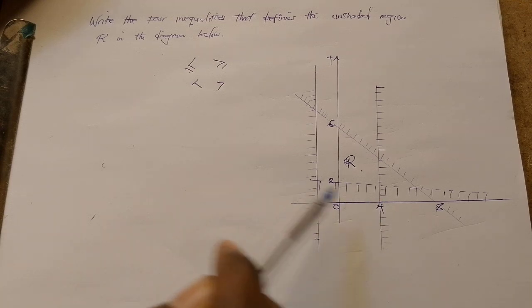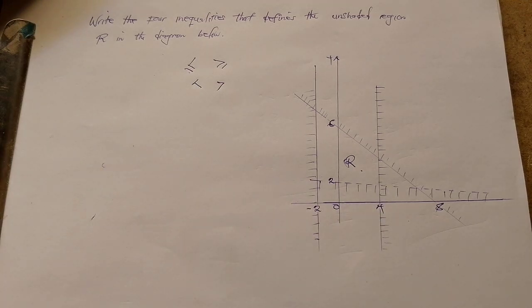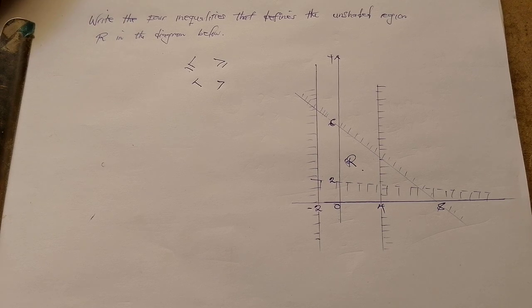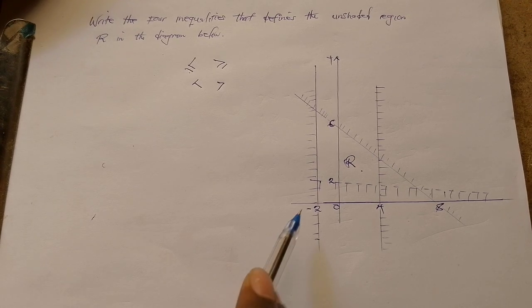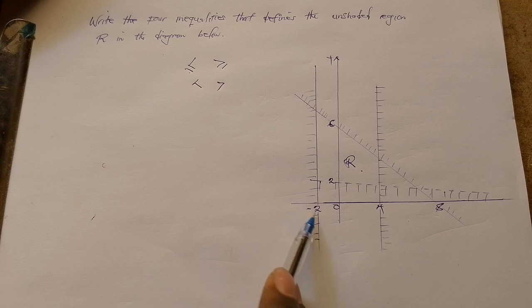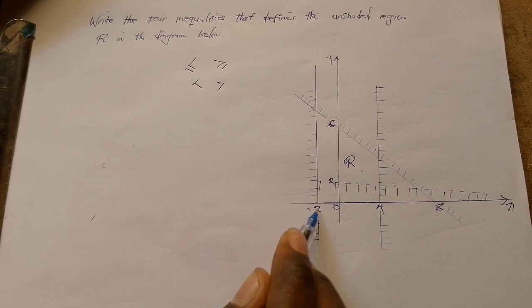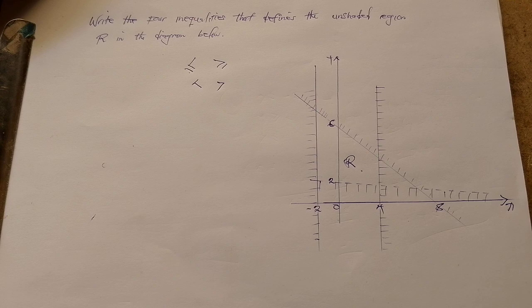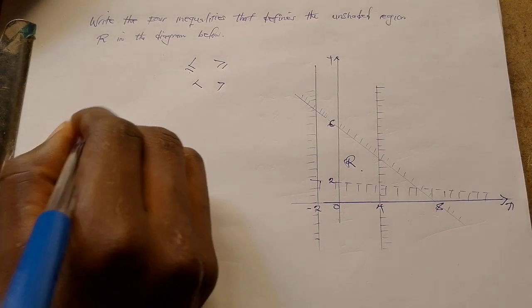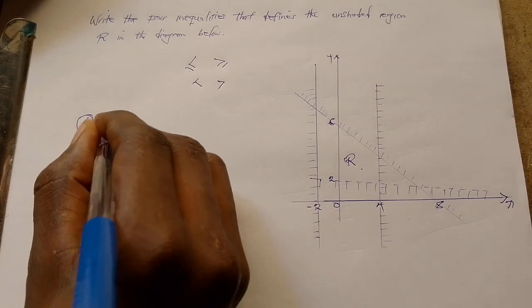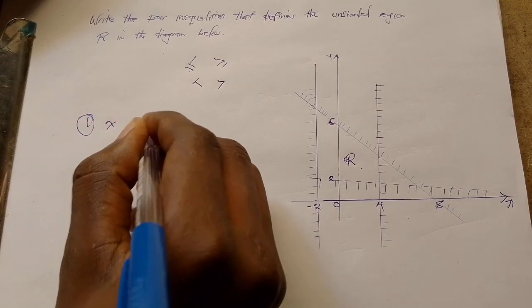Whenever you're going to answer this type of question, the first thing to write is the inequality where the line is cutting only on one number. For example, we have this line, which is cutting on -2. This is the x-axis, so -2 is on the x-axis. So the first one will be x, then -2.